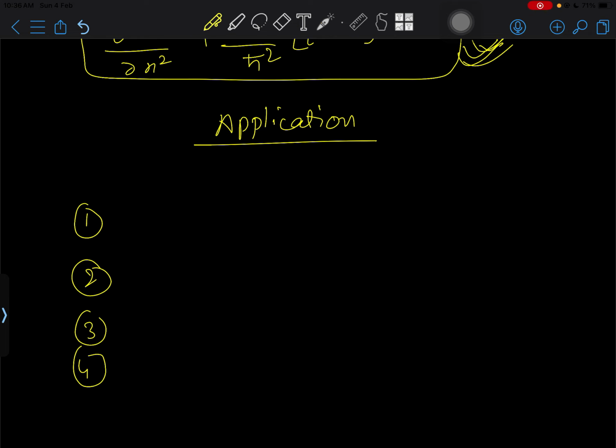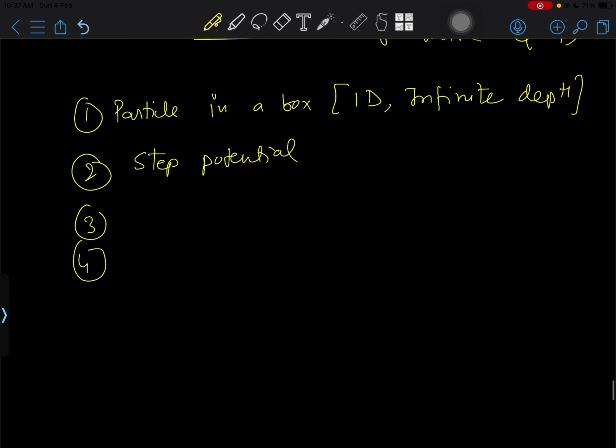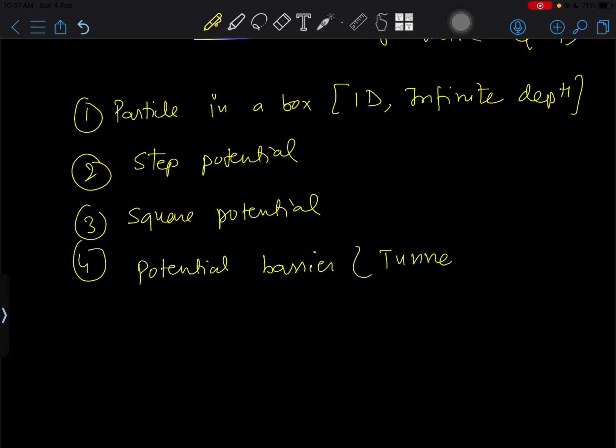Basically, it serves as an application or a base for the important factors. So application of Schrodinger wave equation. First of all, we can understand the concept of particle in a box, and the box is one dimensional and of infinite depth. Second, we can consider the case of the step potential. Fourth can be the square potential. Next, we can consider the potential barrier or tunneling effect. And fifth, we can consider the case of the harmonic oscillator.